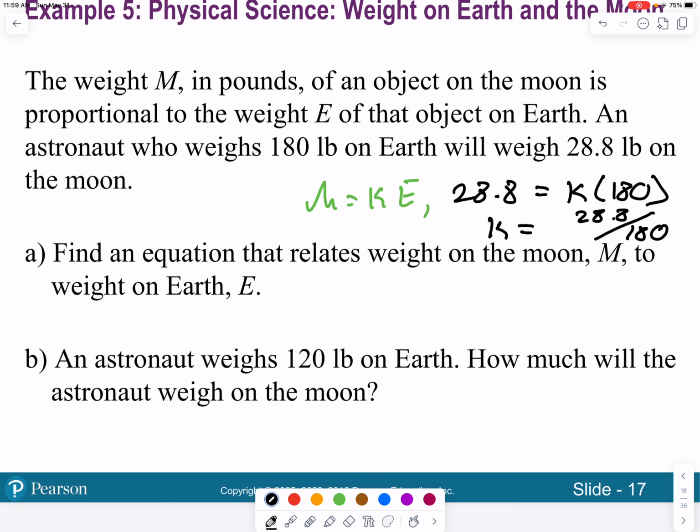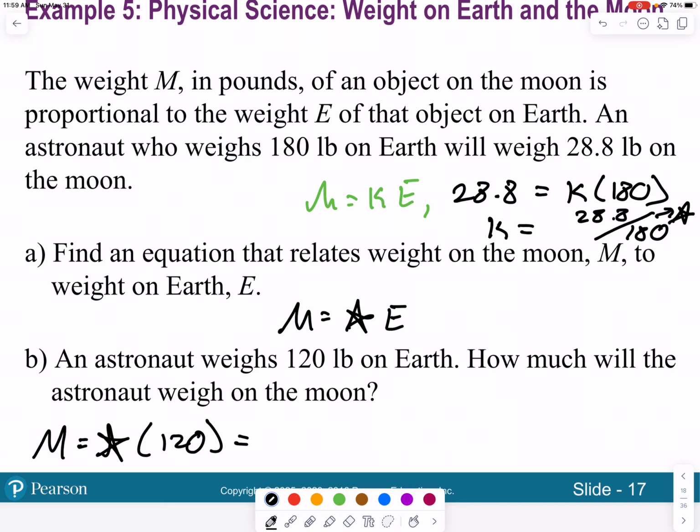So then the weight on the moon should be equal to, whatever that number is, and I'll just reference it right now as star, times their weight on Earth. Okay. So then they give us the weight on Earth. How much would they weigh on the moon? So their weight on the moon is going to be whatever star is times 120 to get our result, their weight on the moon.